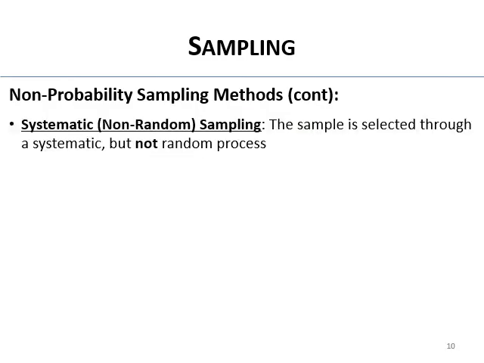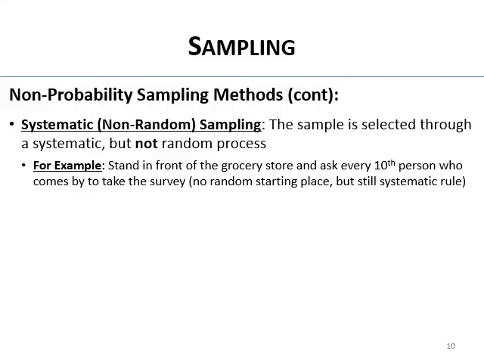Then there's systematic non-random sampling. This is when the sample is selected through a systematic but not random process. So again, you start at a place but not a random place, and then you use a rule to pick people. For example, you stand in front of the grocery store and you ask every 10th person who comes by to take your survey. You didn't start at a random place, but you still followed some sort of systematic rule, so that makes it systematic non-random sampling. It's not as good as systematic random sampling, but it works.